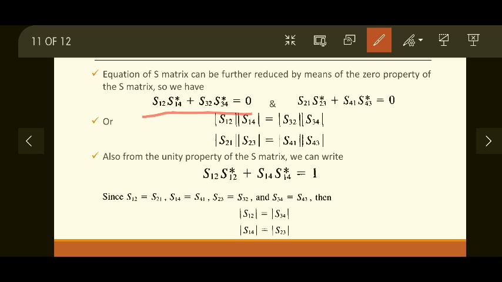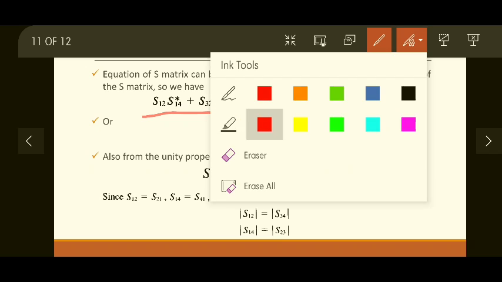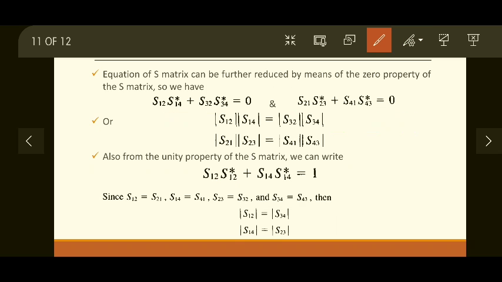Similarly, if we consider the first and third column, S21 and S23 conjugate plus S41 and S43 conjugate is equal to 0. Or we can simplify this considering only the magnitude part, not the phase part. Then taking the second part onto the right hand side, we can say S12, S14, obviously their magnitudes are equal to S32 into S34, again in terms of their magnitudes. The same thing applies to the second equation. This is using the zero property.